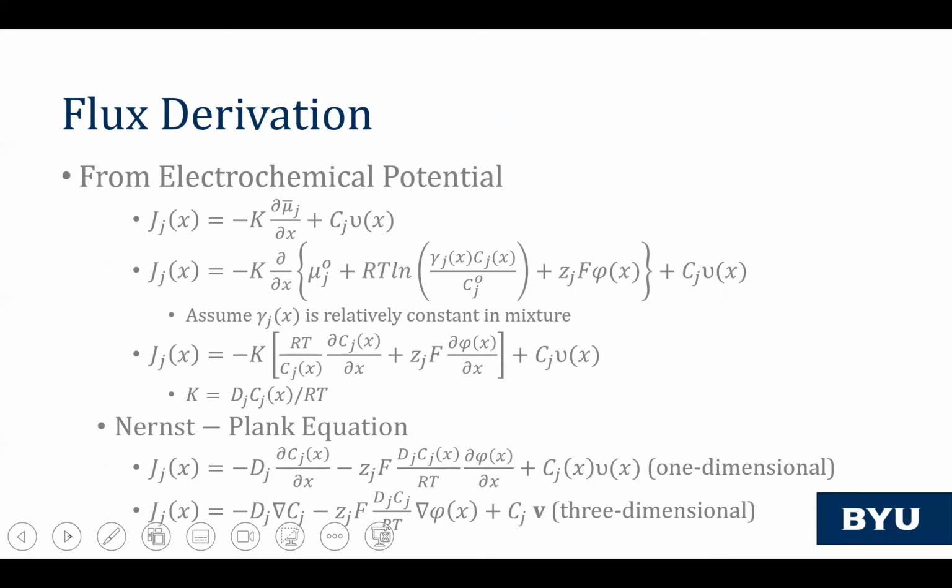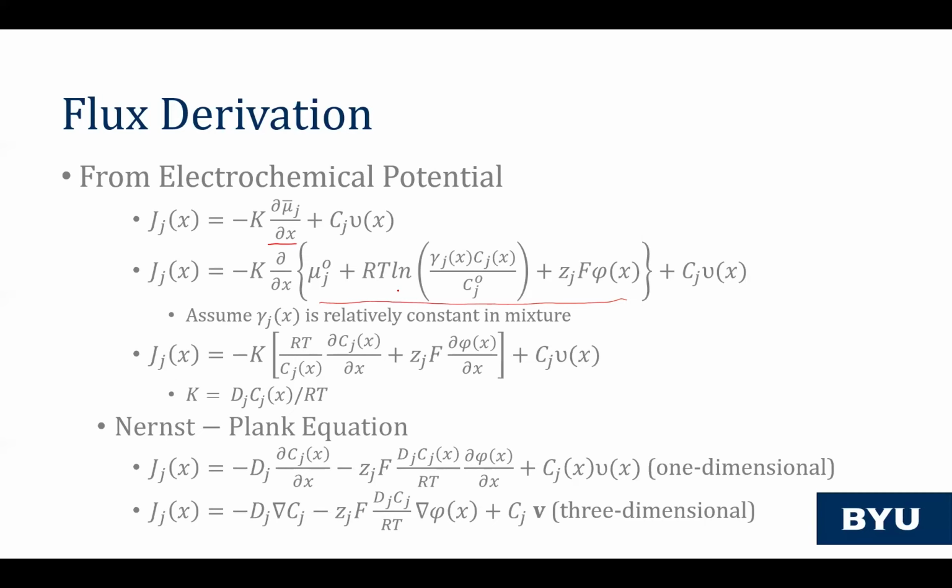So here we can see we have our derivative with respect to x of the electrochemical potential. From lesson 2, the electrochemical potential was defined as this term here in the brackets. And so the derivative of our standard electrochemical potential will be 0 because that's a constant with respect to our change in location. And then the derivative of our RT natural log of our activity coefficient and our standard potential will be 1 over the concentration of our species.